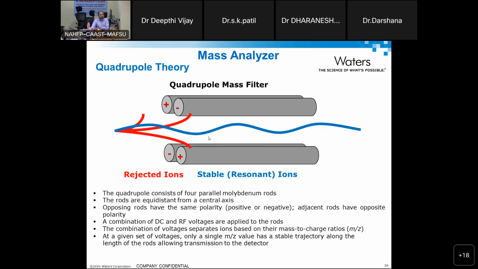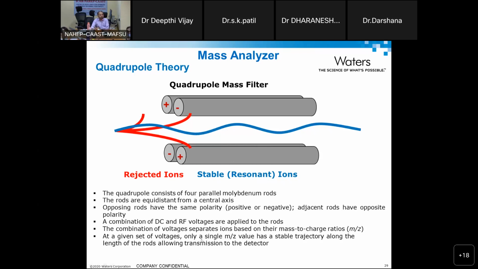Then B, having an m/z value of 100, will travel after ion A, and C, having the largest m/z value of 150, will travel after ions A and B. Okay, so this is how the sorting or separation of the ions takes place in the quadrupoles.